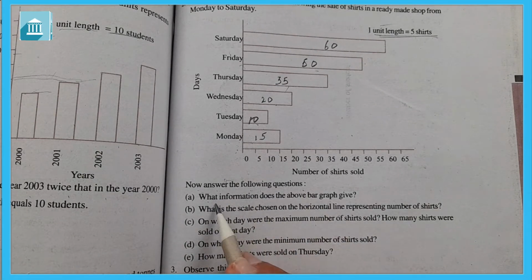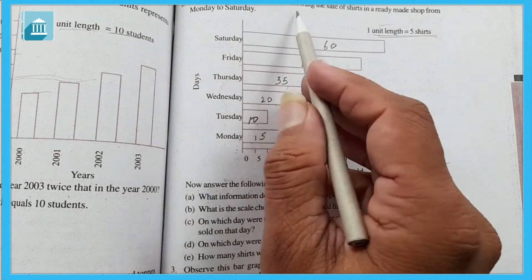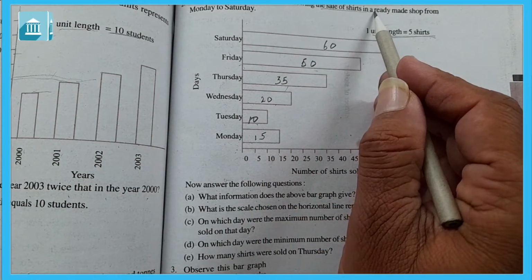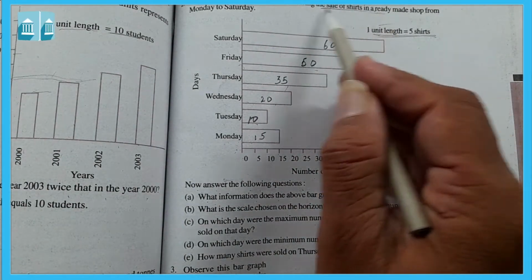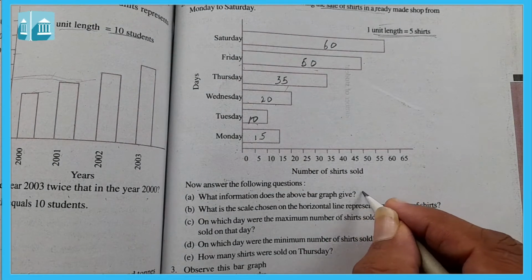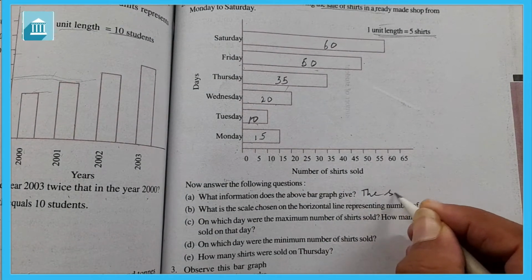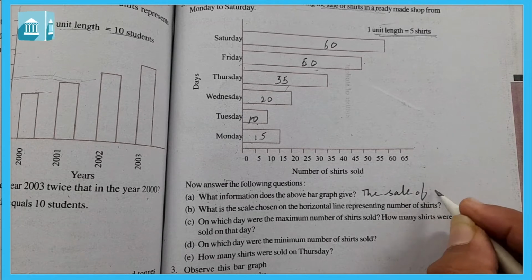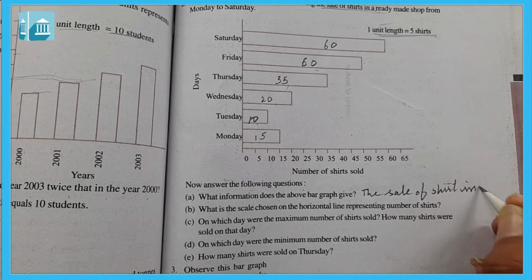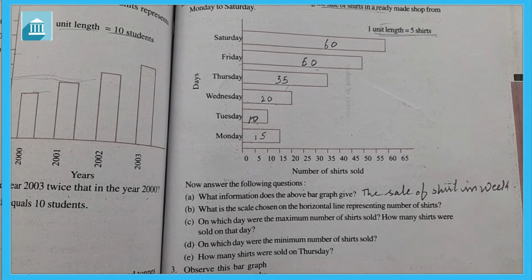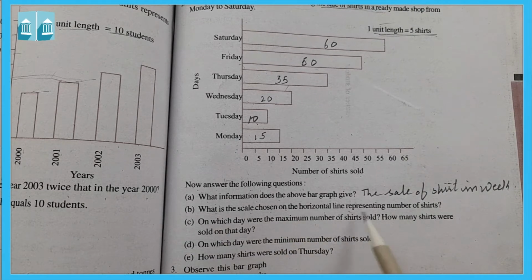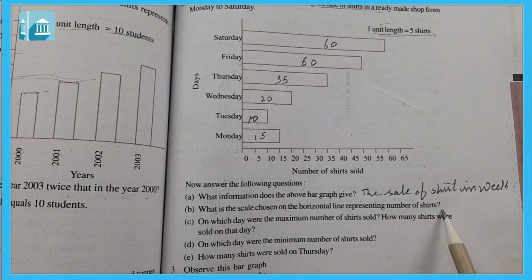Now answer the following questions. What information does the above bar graph give? What information is it giving us? The information it gives is, here it is already written, the sale of shirts in a week. We can say the sale of shirts in a week. Then question number 2 is, what is the scale used on the horizontal line representing the number of shirts?